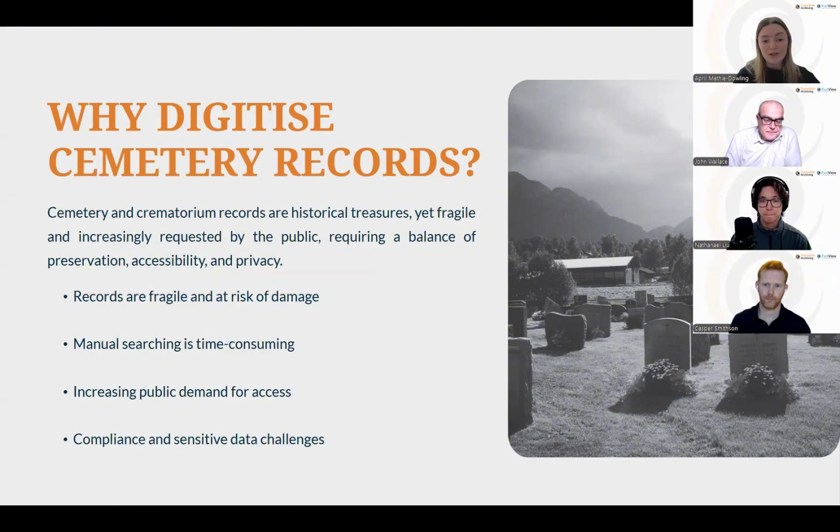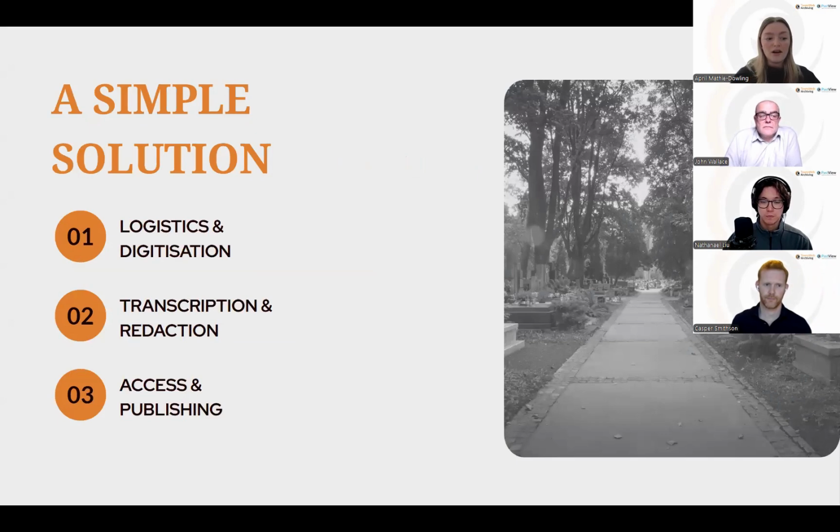So how do you improve accessibility while protecting personal data? The aim of digitization isn't just preservation, it's about making records usable, searchable and accessible, in a way that's sustainable in the long run. Our solution is built around three parts: logistics and digitization, transcription and redaction, and access and publishing. So this is what my colleagues are going to be covering today. I'll pass over to John now to kick us off.